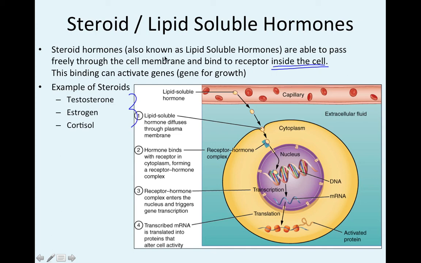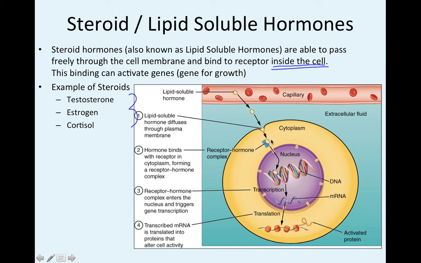So steroid hormones, also known as lipid-soluble hormones, are able to pass freely through the cell membrane and bind to receptors inside the cell. This binding can activate genes, such as genes for growth. Some examples are testosterone, estrogen, and cortisol. So when they come through, they don't have to bind to a receptor outside the cell. They pass right through the plasma membrane because they're lipid-soluble.